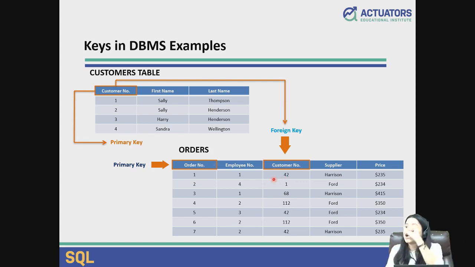Now a foreign key has a parent table and a child table. What is a parent table? This is the parent table and this is the child table. This is a foreign key for the orders table, but it is related to the customers table. Got it? The foreign key and primary key are very important because these two are the most important keys that we'll be constructing.